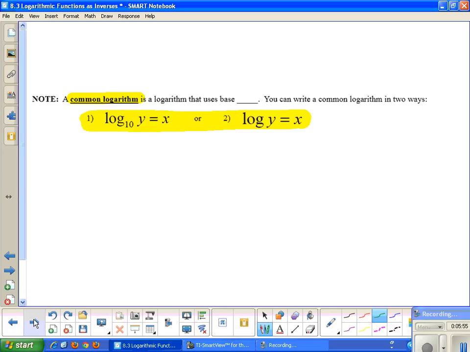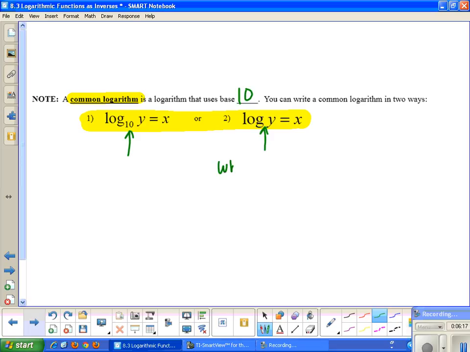So note, a common logarithm is a logarithm that uses base 10. You can write a common logarithm in two ways. We can write it as log base 10 of some number equals x, or you can write the log without the base of y equals x. So notice here the 10 is written, whereas over here we don't write it.